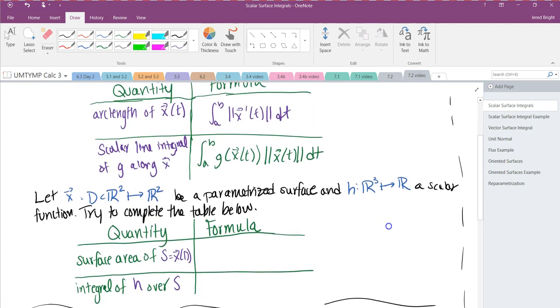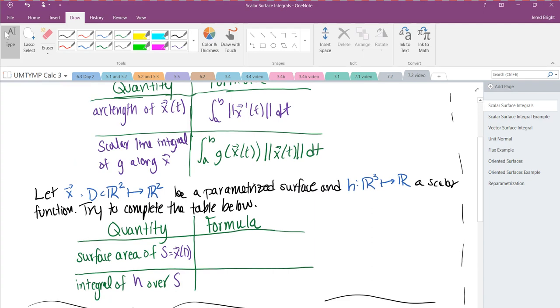And now here in this next one, again, pause the video, take a shot, and see if you can complete this table. Okay, well, in last class we were talking about surface area via a parameterized surface, and we said the surface area is just going to be the double integral over our domain of the length of the cross product of these tangent vectors, which really is just the normal vector, ds dt.